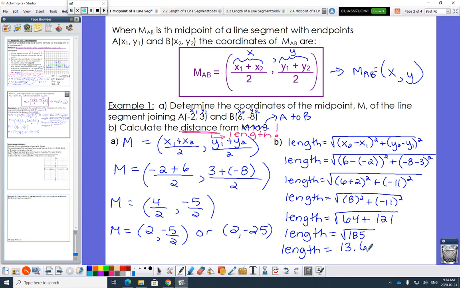So when you get this kind of question, you could find the midpoint, and then you could do the length of the whole line, the length of the midpoint to A, the length of the midpoint to B, with the same information. So there's lots you can do with very little information. So midpoint and length themselves are not super difficult.